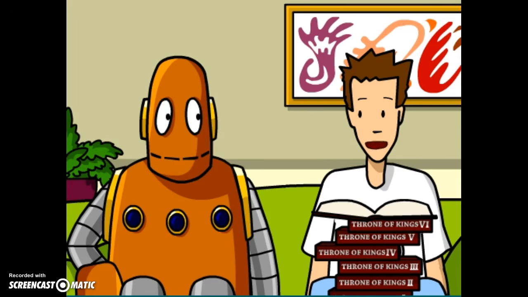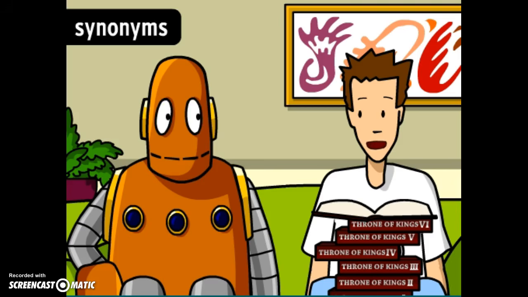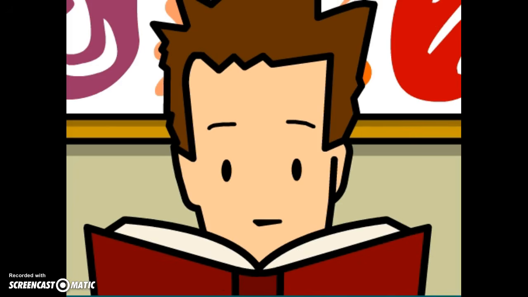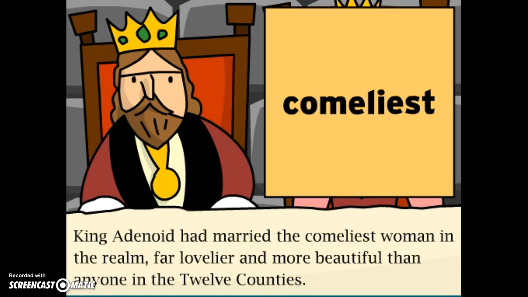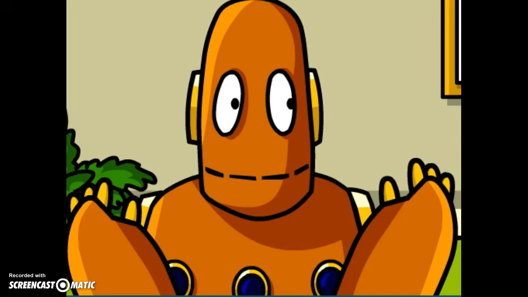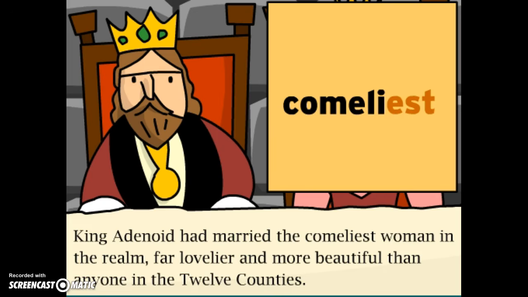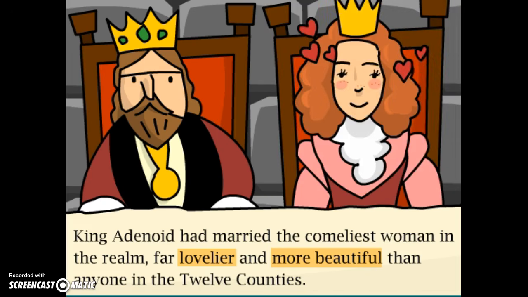You can also figure out a mystery word by looking for synonyms, or words that mean the same thing. Here, take this one. King Adenoid had married the comeliest woman in the realm, far lovelier and more beautiful than anyone in the 12 counties. Comeliest isn't a word we see too often, but let's take a closer look. First, it ends in the suffix est, like biggest, smartest, and richest. So the queen must be the best or most at something. But what? In the same sentence, it says she's lovelier and more beautiful than anyone else. Those are the synonyms we're looking for. She's the loveliest, most beautiful woman in the kingdom.